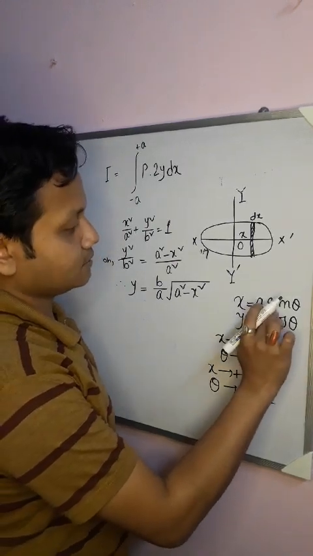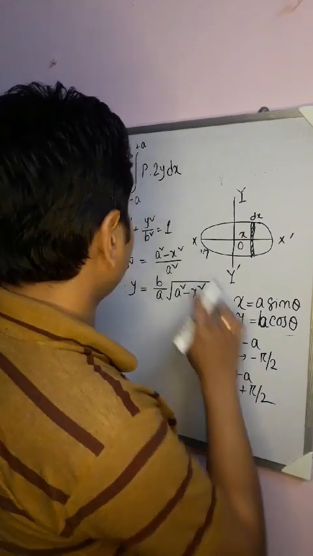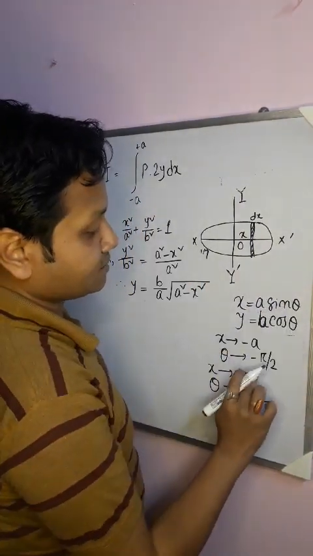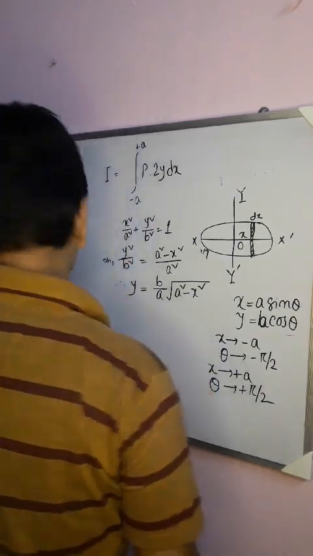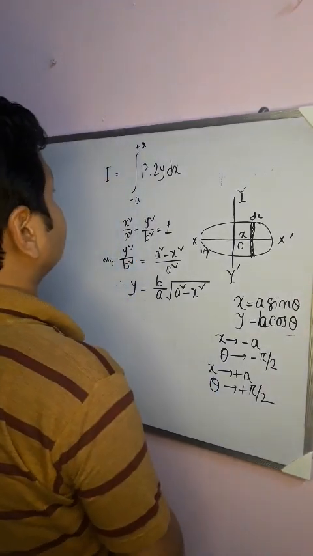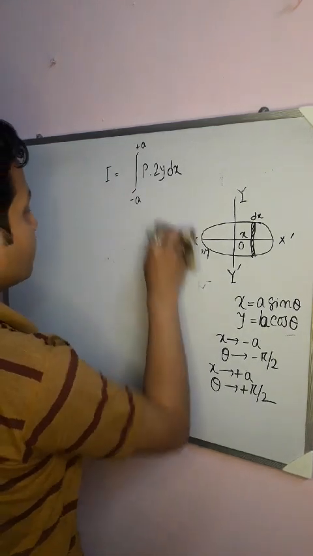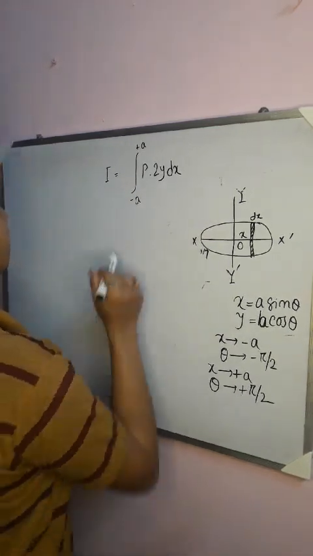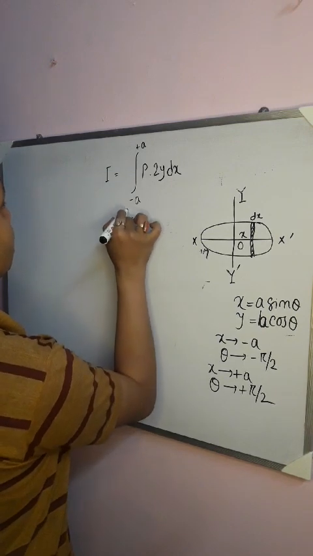Only this will be required. So when x is minus a, theta is minus pi by 2. When x is plus a, theta equals plus pi by 2. So if we substitute these values, b by a into root a square minus x square, then what happens? The integration limit will be minus pi by 2 to plus pi by 2.